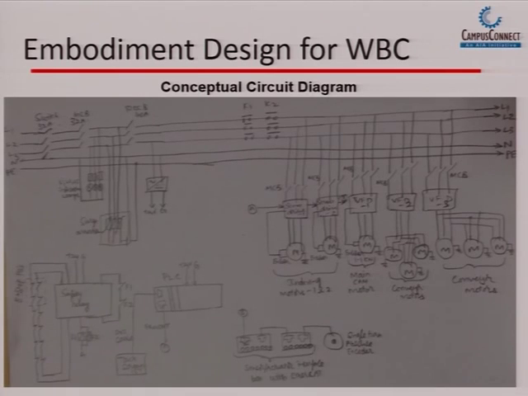This was the circuit diagram. I'm sorry for the neatness of it, a part of it was in my hands.